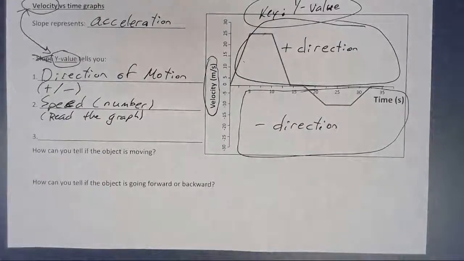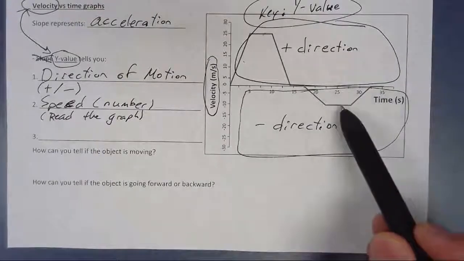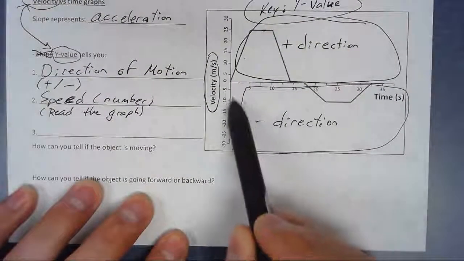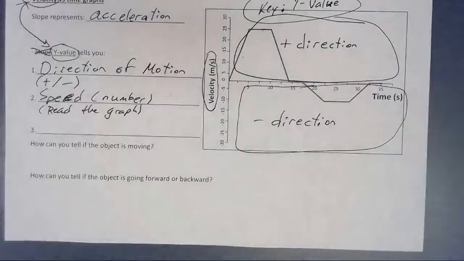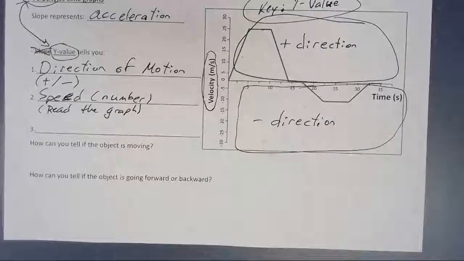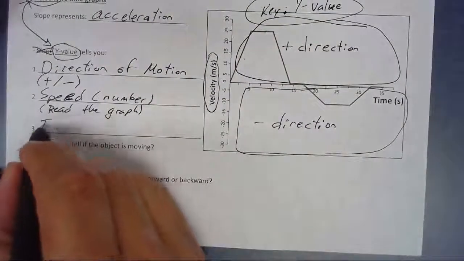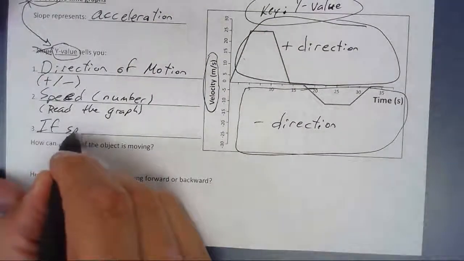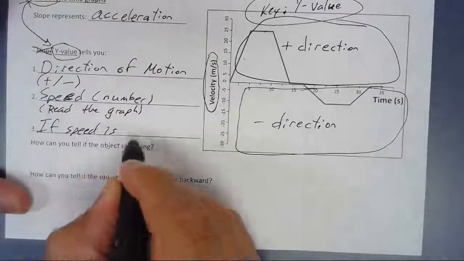at 7.5 seconds. Could say, what's the velocity at 25 seconds? There's 25. The y value at this point is -10, so the velocity is -10 meters per second. So I can also find the actual speed. I can give you the velocity because I notice I just included the direction along with the speed. I gave you the whole vector. Third thing I can tell you is, just like before, if speed is constant or changing.